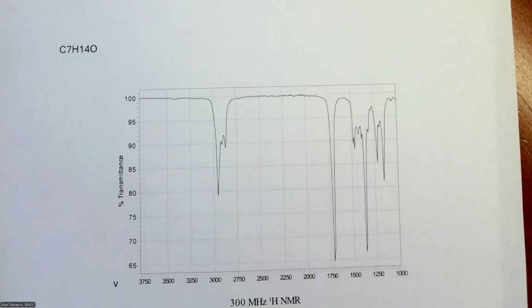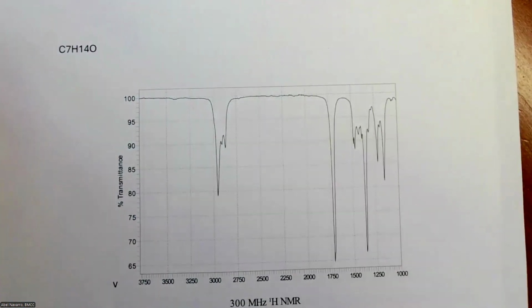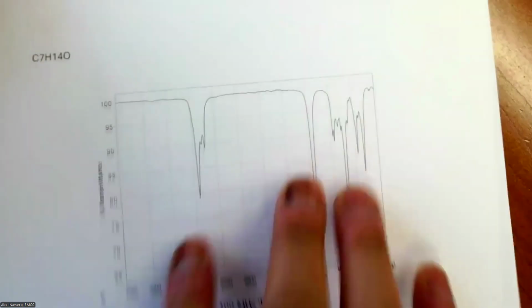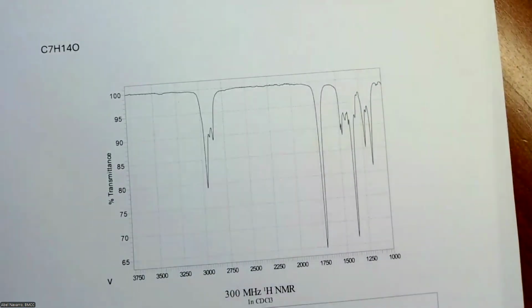So for this one, let's just do a couple. I mean, I have many, but let's do just a few. Okay, so C7 first. Let's look first at the IR and then the NMR. C7H14O. I'll give you 10 seconds to determine the DU.